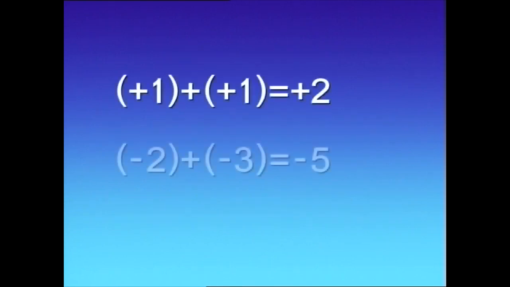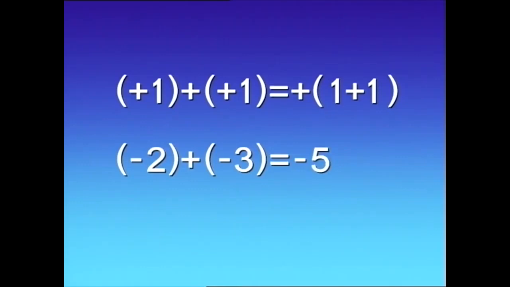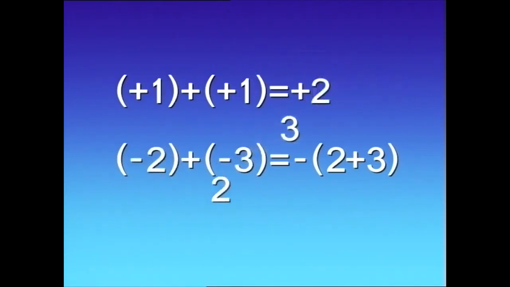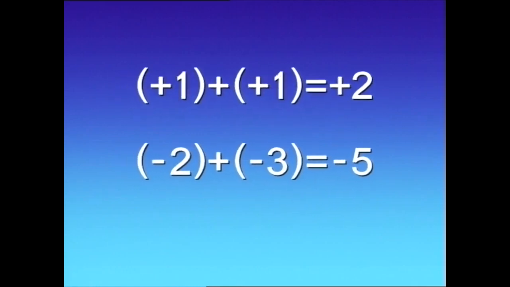In the first two examples, 2 equals 1 plus 1, and 5 equals 2 plus 3. That means when two positive numbers or two negative numbers are added together, we can add up their digits first. When adding two positive numbers, put a positive sign in front of the result. When adding two negative numbers, put a negative sign in front. Then we have the answer.